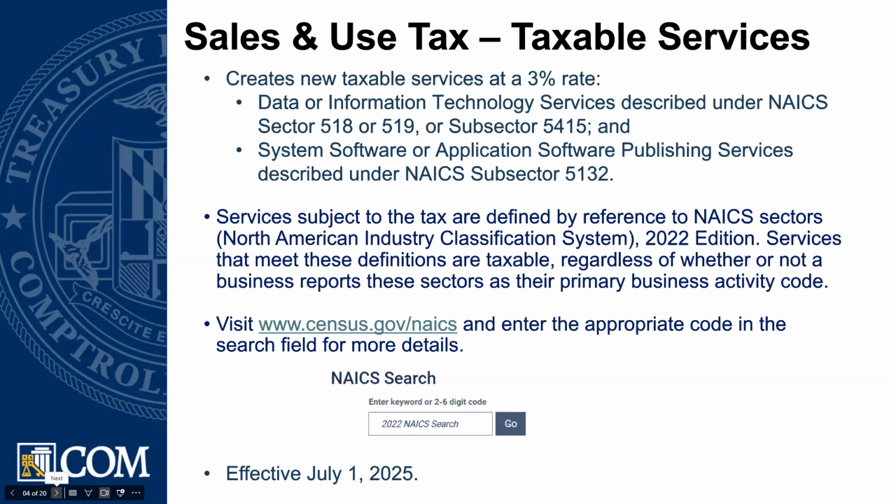Services that meet these definitions are taxable whether or not a business reports these sectors as their primary business activity code, or the NAICS sector is assigned to a procurement or a contract. If you visit www.census.gov/NAICS and enter the appropriate code in the search field, you will find more details there. We've also published a draft of regulations that's available on our website, and we do list descriptions of the codes and the services that are found under each code that are now taxable.